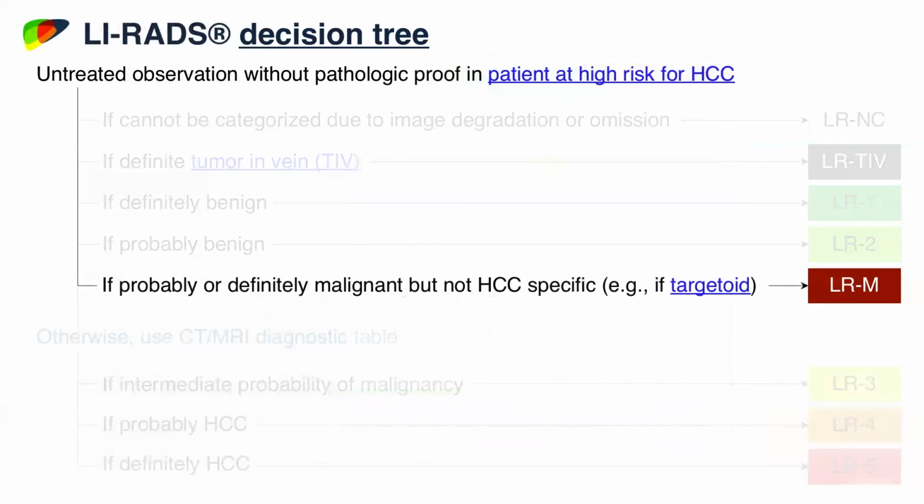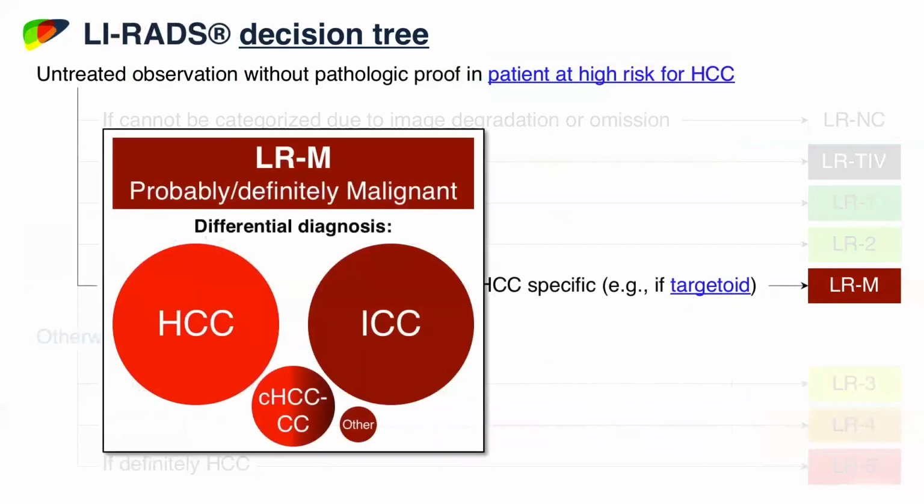Now, if it's not definitely benign and not probably benign, then I ask myself, is it probably or definitely malignant, but not HCC specific? And if it is, I call it LR-M. Now, the first thing we want to talk about with LR-M is what are LR-Ms? Well, remember, an LR-M is probably or definitely malignant. And what are the most common malignancies in the setting of cirrhosis?